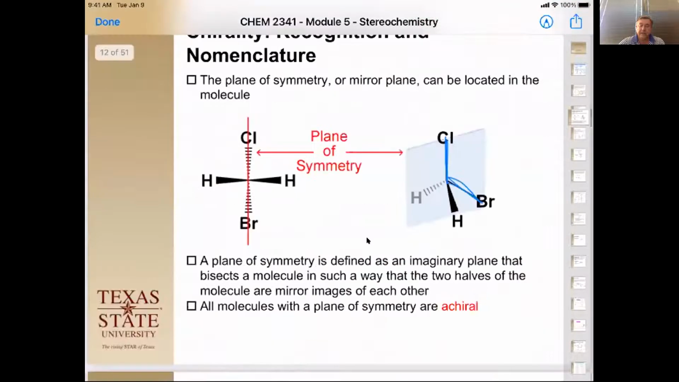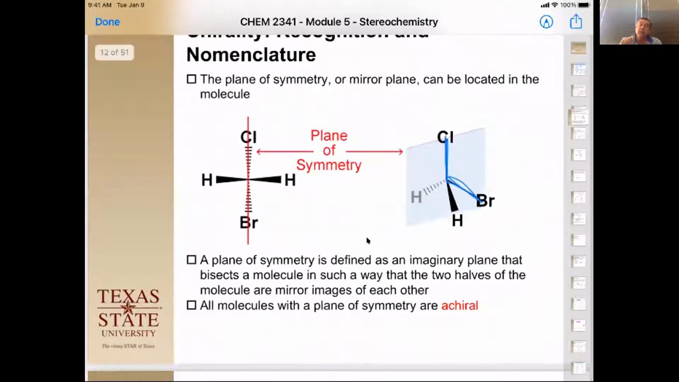So in this case here, we have the chlorine, the carbon, and the bromine all in the same plane. And you can see that the hydrogen is reflected onto the other side of that plane. And therefore that produces that achiral compound because of our plane of symmetry.